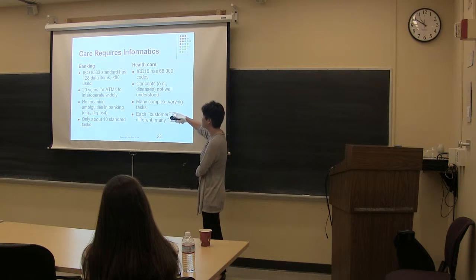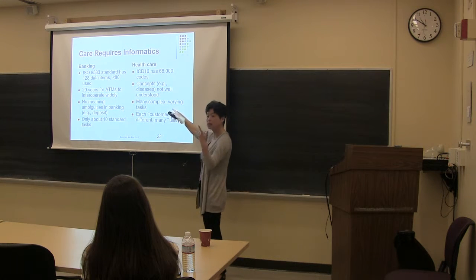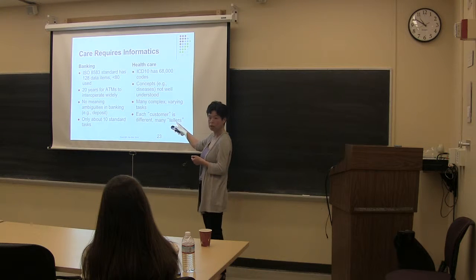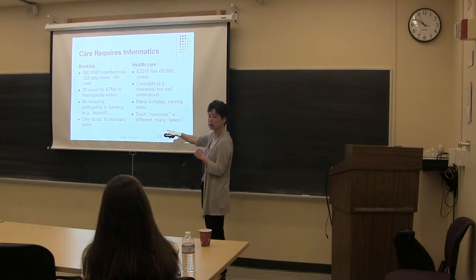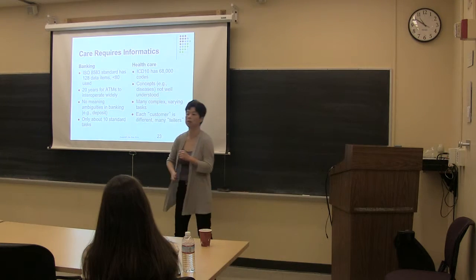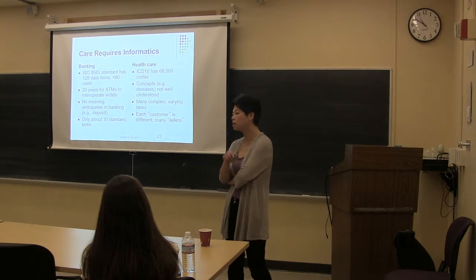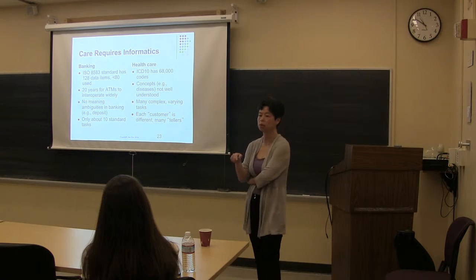Complex varying tasks, right? Because there are many of us, there are nurses, there are pharmacists, there are doctors, and each customer is different. Each patient is different, and we have many tellers. Each of us is kind of like a teller. So incredibly complex. And so understanding the complexity of healthcare tells you that it's not so simple as banking. In fact, it's incredibly, incredibly, incredibly hard. I actually think it's the most challenging domain for computer science.